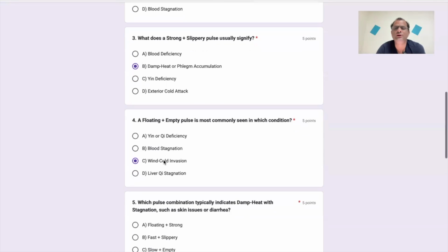So when there is a wind cold invasion, the person will have sneezing, body pain, neck pain, runny nose, all the symptoms will be there, and we will feel the floating pulse. Floating. And if we go deeper down and feel nothing, that is empty.